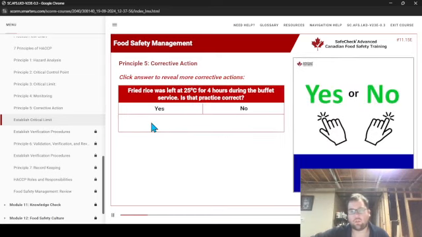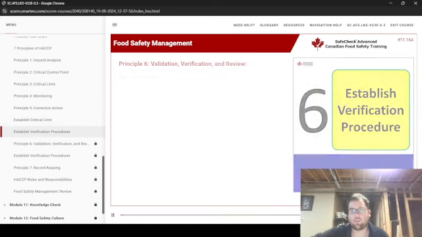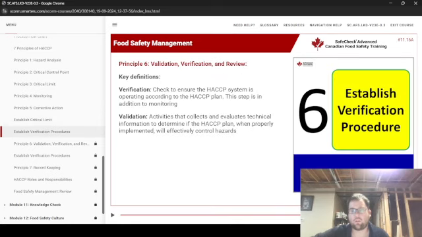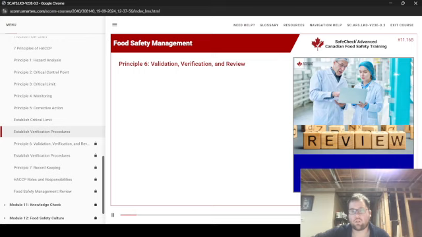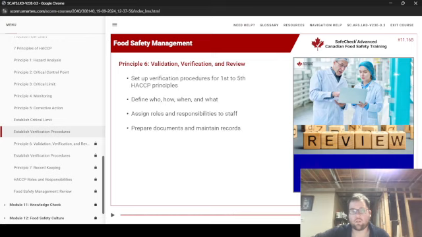Click to reveal some more corrective actions. The correct answer is no. The HACCP plan. Assign responsibilities and provide staff.